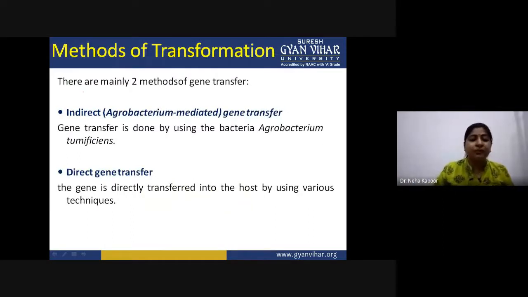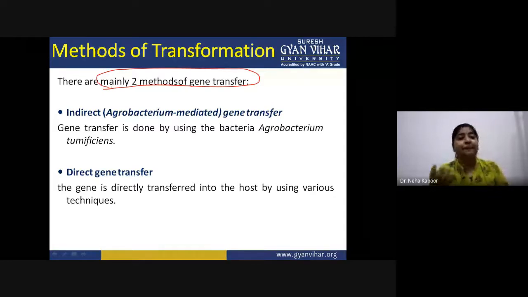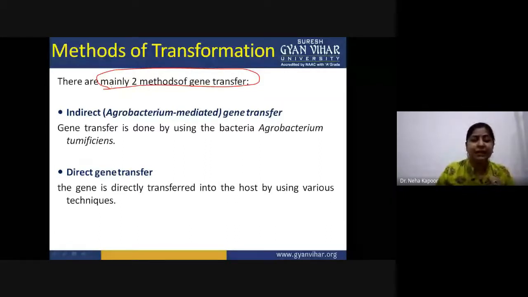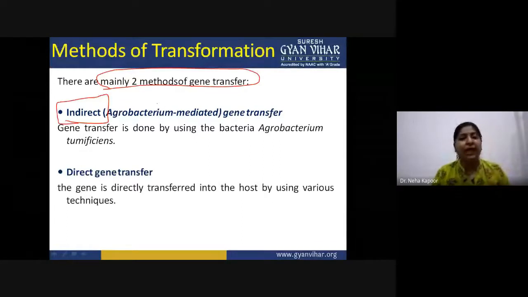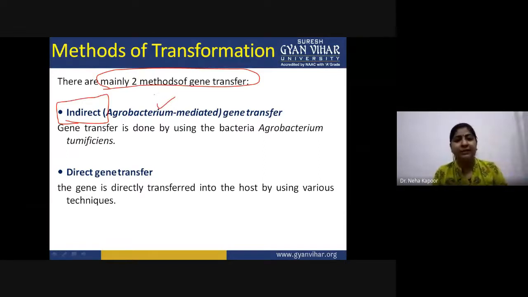First of all, there are two main methods of gene transfer. If you want to integrate your gene of interest, or express a particular gene feature in an altogether different organism, then there are two main methods. One is the indirect method. This indirect method is basically mediated by a bacterium, Agrobacterium tumefaciens. It is a natural genetic engineer that has the capability to cause crown gall disease, or you can say cancerous disease, in plants.